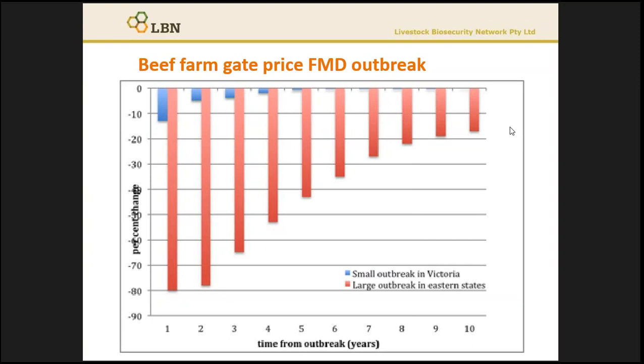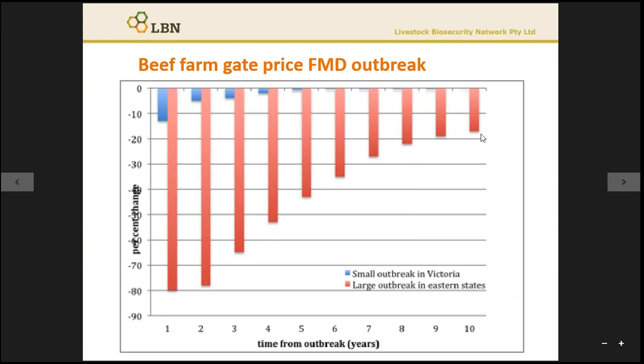So you can see that even for a small outbreak, that's the blue one on this graph, the beef prices are reduced by about 15% in the first year and then recover over a period of about 3 to 4 years to normal price. However, in a large outbreak, beef producers' prices are reduced by a massive 80%. So that's about 20% of the original price, and they only recover to about 80% of their original price even after 10 years.